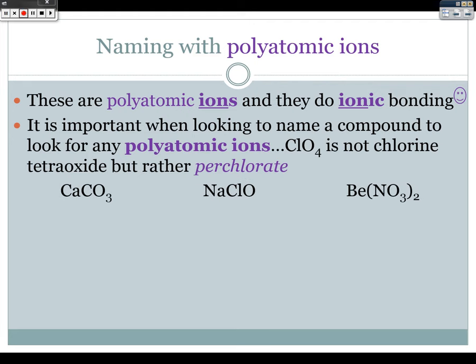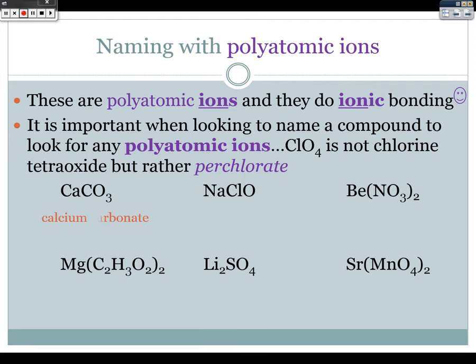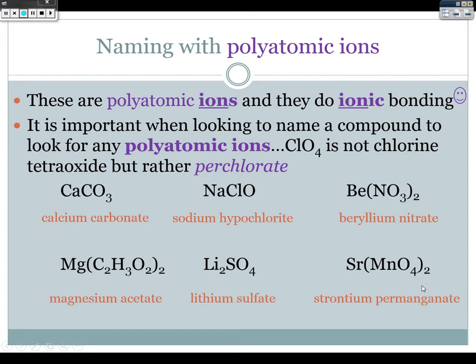So, for example, here we have calcium, and CO3 is carbonate. So this is going to be called calcium carbonate. Okay, calcium carbonate. ClO is hypochlorite, and Na is sodium, so that's going to be sodium hypochlorite. Over here we have beryllium and NO3, which is nitrate, so that's going to be beryllium nitrate. Here we have magnesium and acetate, so that's going to be magnesium acetate. Lithium and sulfate, so lithium sulfate. And strontium and permanganate, so strontium permanganate.